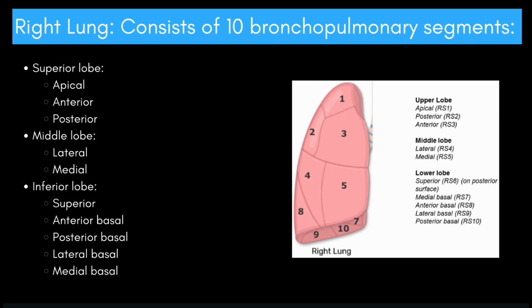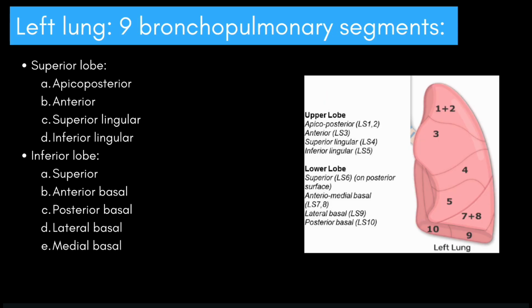Let's go ahead and move on and talk about the bronchopulmonary segments of the left lung. So the left lung has 9 bronchopulmonary segments. In the superior lobe, we have the apico-posterior segment, the anterior segment, the superior lingular segment, and the inferior lingular segment. The superior lobe is also known as the upper lobe, again. And we have the inferior lobe, known as the lower lobe as well.